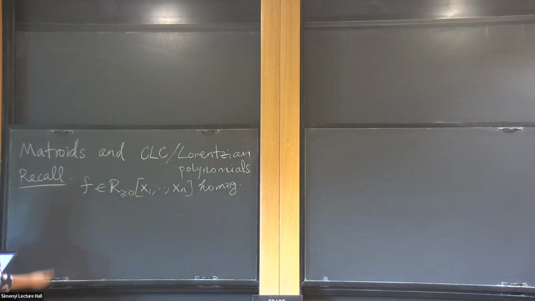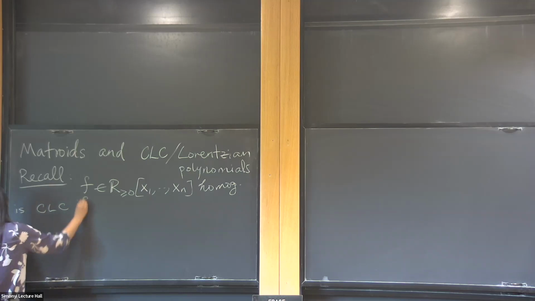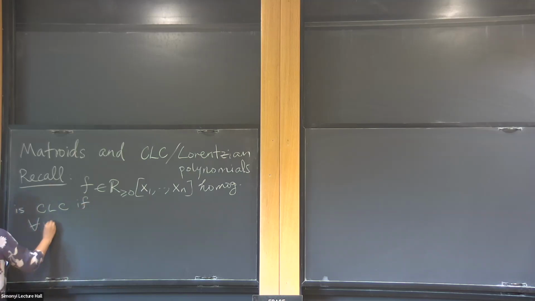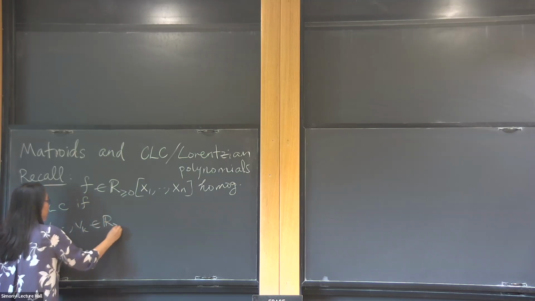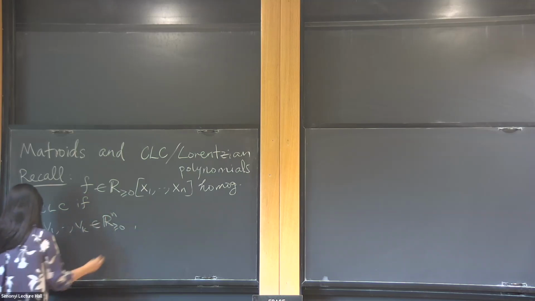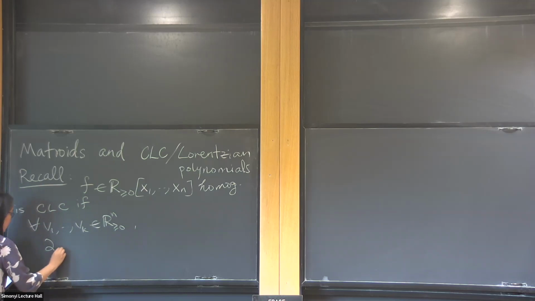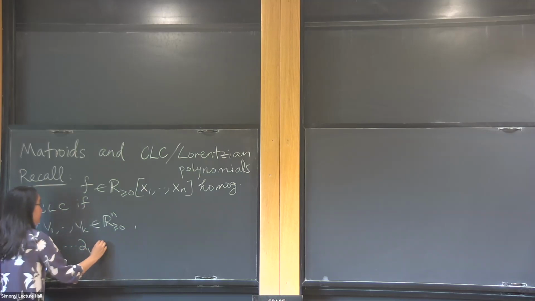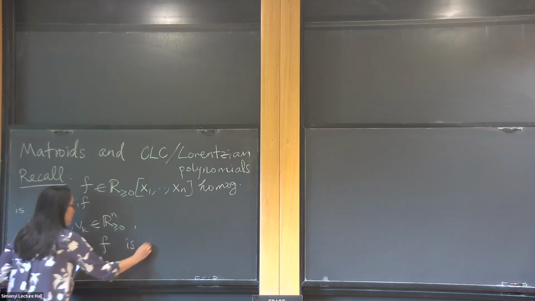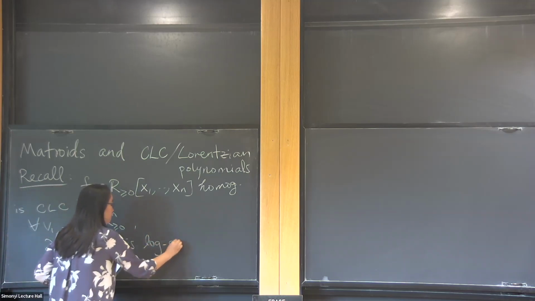Okay, so such a polynomial is called completely log-concave if for any sequence of vectors in non-negative directions, this repeated directional derivative is log-concave on the positive orthant.